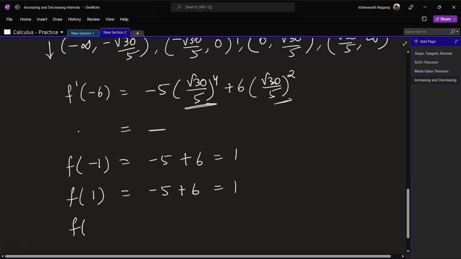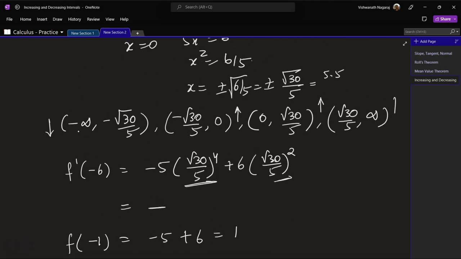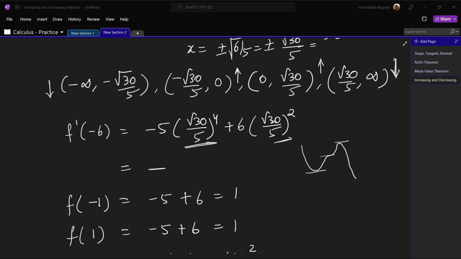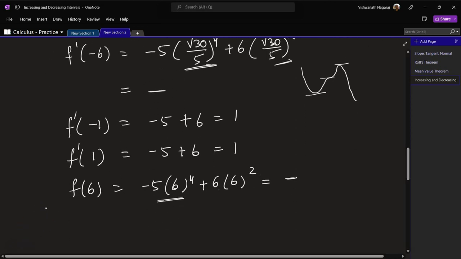Okay, now let's take f prime of 6 equal to minus 5 times 6 to the power of 4 plus 6 times 6 to the power of 2. Again, this is bigger than this, so it is going to be a negative number. That means in this interval it is going to decrease. So how would it look? It might look like it is decreasing, then it is increasing, and then slope is 0, and then again it is increasing, and then it is decreasing, right? So the graph would be something like this. So here is where you have the critical points. And another thing is I keep missing this f prime, so be careful about that.